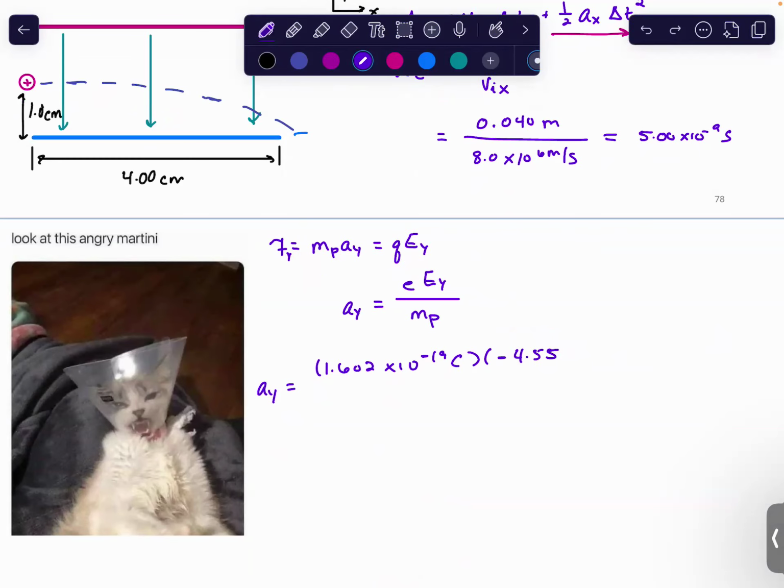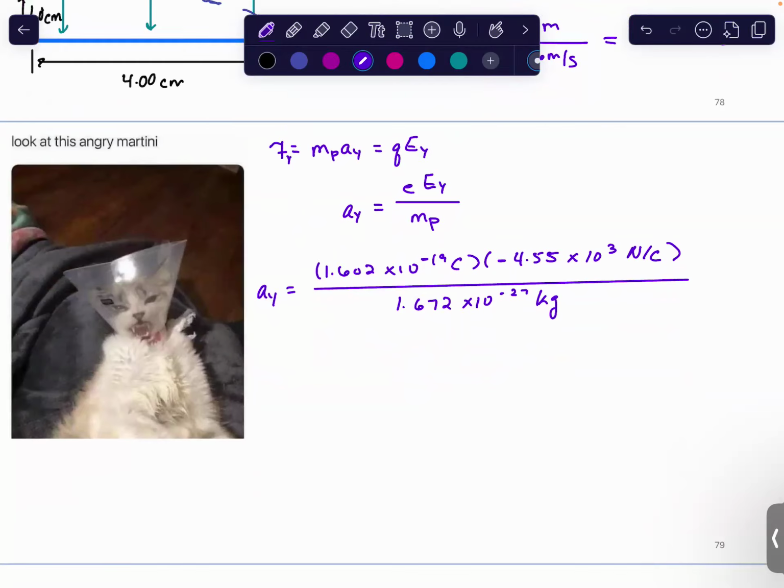4.55 times 10 to the third newtons per coulomb divided by the mass of a proton. Again, some of these problems will have you looking things up quite a bit, which can get tedious, but at least you can look up the numbers.